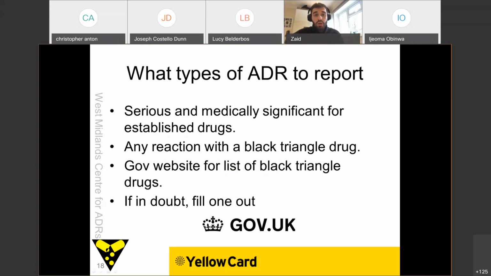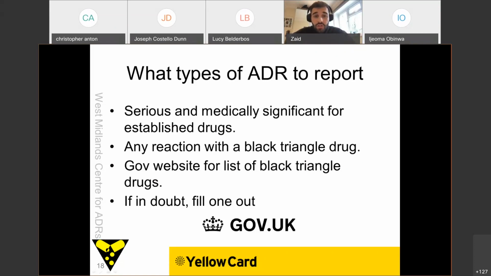I mentioned that term, medically significant ADRs that occur in the more established drugs. This umbrella term can be up for debate and different interpretation, but it's really any kind of reaction that requires, obviously, hospital admission, or requires you to contact your GP or visit your local pharmacy in need of any kind of medical treatment. Those are the things we would consider medically significant and serious enough to make a yellow card report.